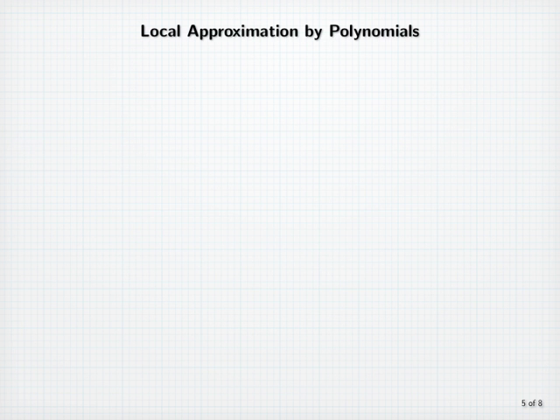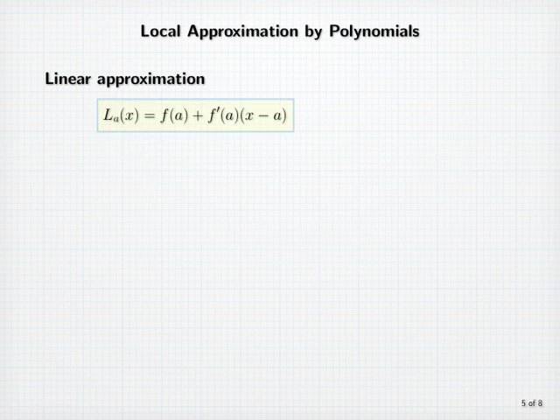Local approximation by polynomials. Linear approximation. We define a linear function L sub a of x equal to f of a plus f prime of a times x minus a. This is the linear approximation of f at x equals a.